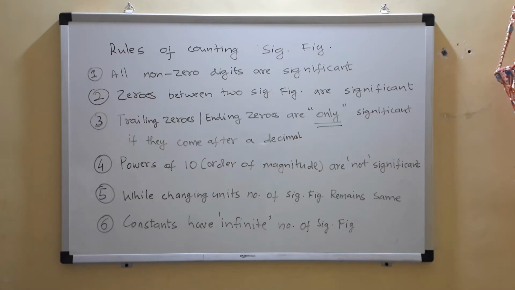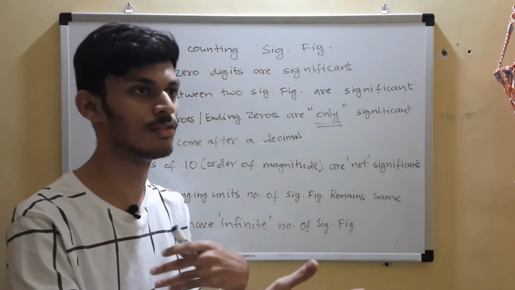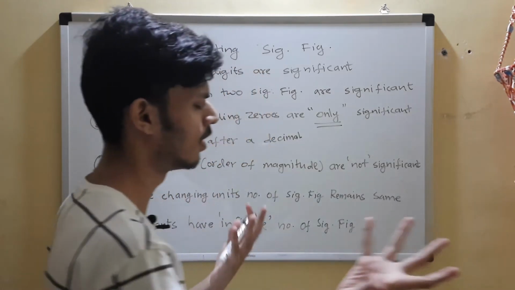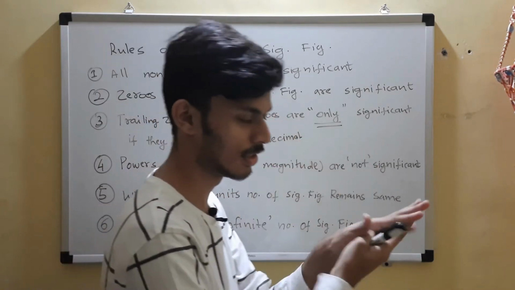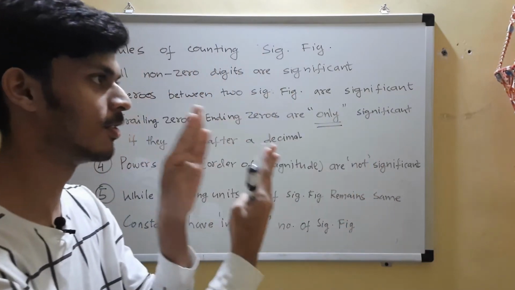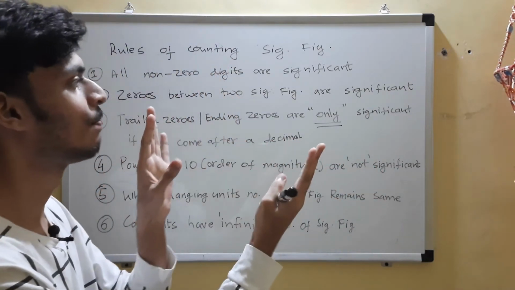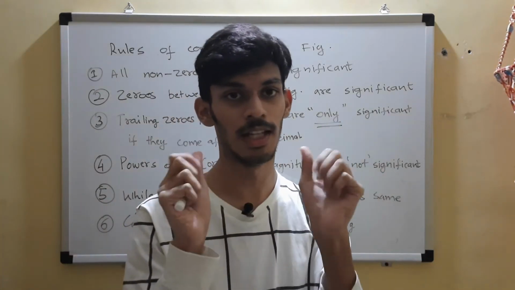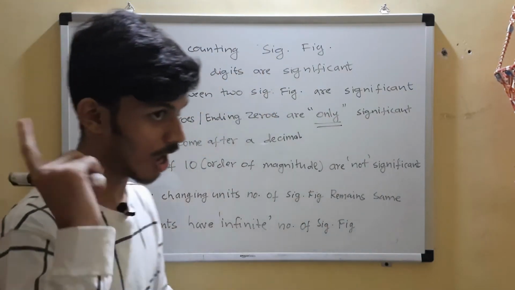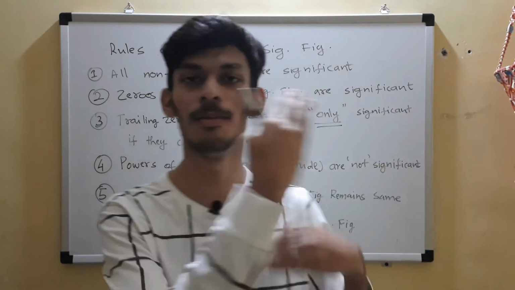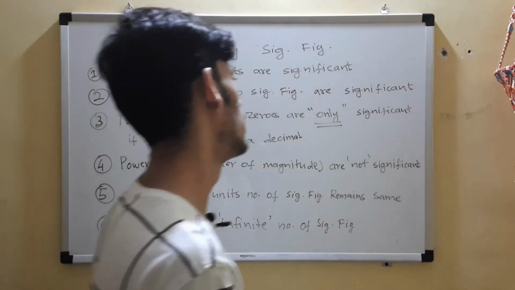Okay, let's just revise it once now. All non-zero digits are significant. If you don't see any zeros in a number, all of them are significant. Zeros between any two significant figures are significant. So you find zeros which are sandwiched between, a nice sandwich. Zeros between any two significant figures also become significant. Trailing zeros are significant only if they come after a decimal. If there is no decimal, they are not significant.